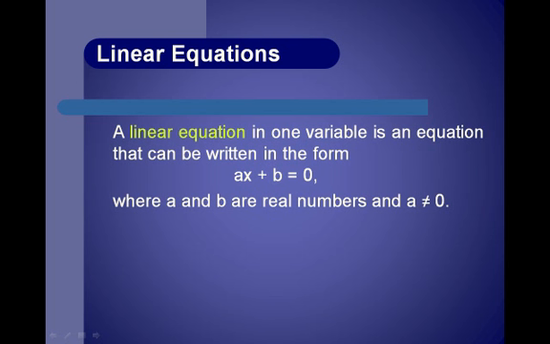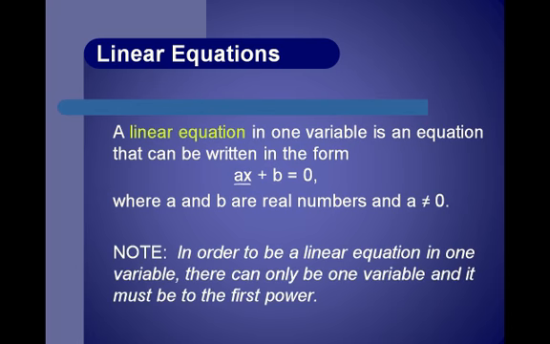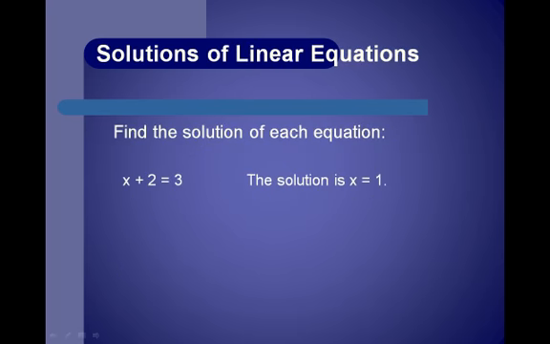A linear equation in one variable is an equation that can be written in the form ax plus b equals 0, where a and b are real numbers and a does not equal 0. Since a can't be 0, that means we must have an ax term in our equation. That can be 2x, negative 5x, or 1/2 x, but there has to be at least one x term. In order to be a linear equation in one variable, there can only be one variable and it must be to the first power.